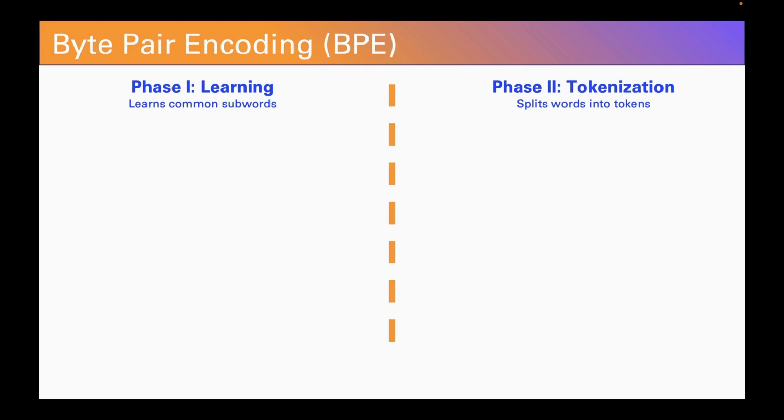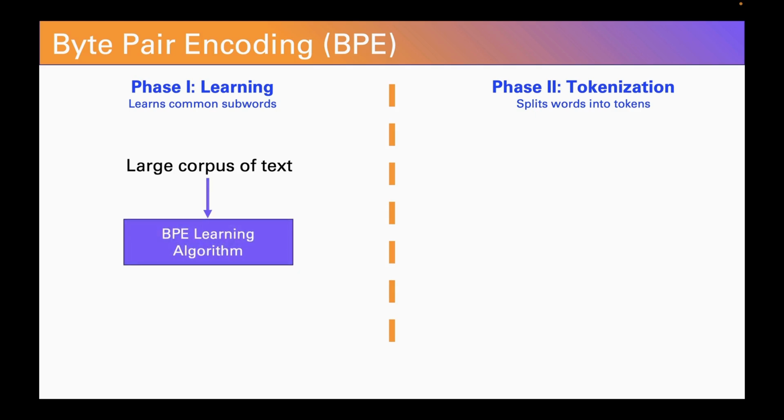The first phase is a learning phase, where it learns what the common subwords are in a particular language. And then the second phase is the actual tokenization phase that takes input and turns it into tokens to be processed by the large language model. So for the first phase, I want you to imagine you've gathered a large body of text, maybe by scraping all the English language on the internet. This is sometimes referred to as a corpus of text. And you pass that into the BPE learning algorithm, which turns this into a known vocabulary of tokens. And we'll walk through this in a little more detail in the next few slides.